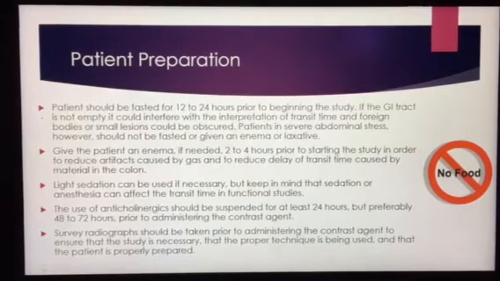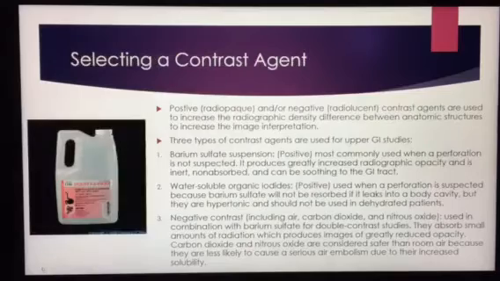Light sedation can be used if necessary, but keep in mind that sedation or anesthesia can affect the transit time in functional studies. The use of anticholinergics should be suspended for at least 24 hours, but preferably 48 to 72 hours, prior to administering the contrast agent. Survey radiographs should be taken prior to administering the contrast agent to ensure that the study is necessary, that the proper technique is being used, and that the patient is properly prepared.